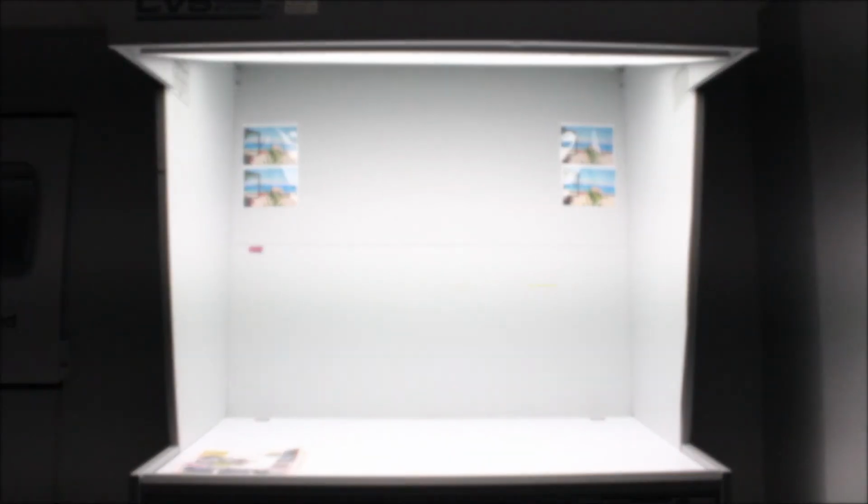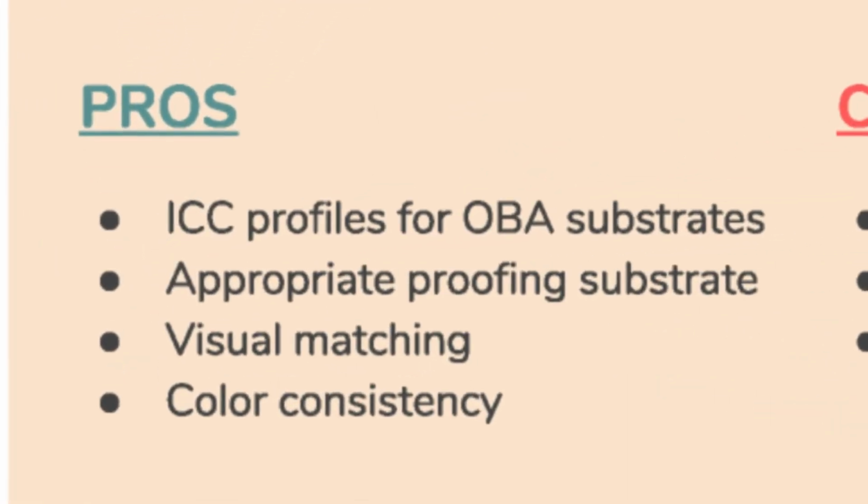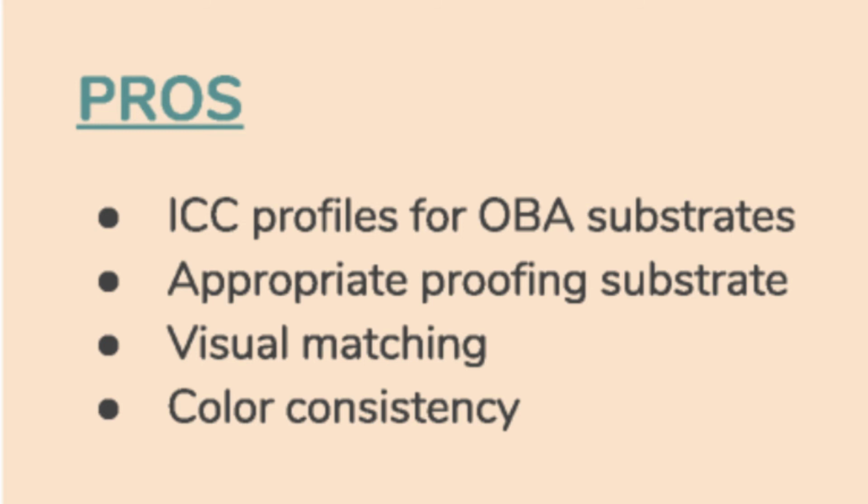Now that you have a basic understanding of what M1 is and its history, let's dig into the pros and cons of using this standard. Some pros. M1 allows printers to generate ICC profiles for printing and proofing on OBA containing substrates. It allows us to identify appropriate proofing substrates and verify visual matches between the proof and the print in compliant lighting. So the key to this is that it's a visual match.